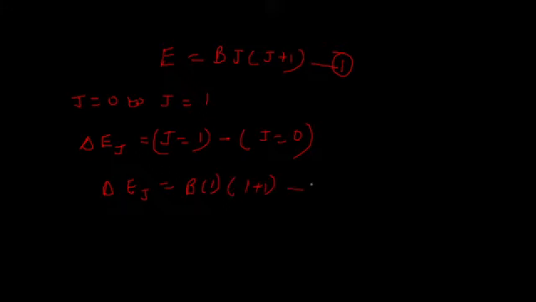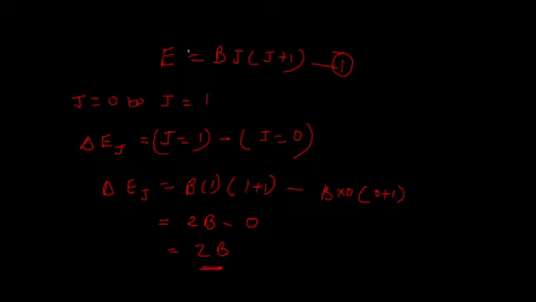Okay, minus, here the second one is what? J equal to 0. We put this J equal to 0 value into equation number 1. Then we get what? B into 0 into 0 plus 1. Okay, that is what happened here, 1 plus 1 is equal to 2. That's why here we get 2B minus B into 0 is 0, 0 into 0 is 0, that is minus 0. That's why here we get the value 2B. Okay, understood how we get this 2B value?